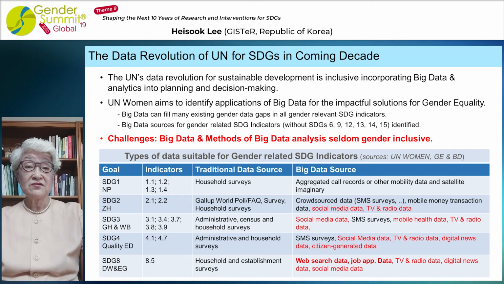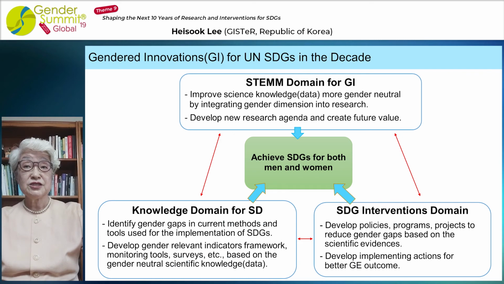Certainly, big data sources may fill the data gaps and have a positive impact for gender equality. However, challenges remain. Both big data and their analysis are seldom gender inclusive. We have seen that many data sources in the table are not gender neutral, especially data such as web search data, job application data, TV and radio data, and social media data. Gendered innovations in STEM can play an important role in the achievement of SDGs by reducing gender gaps in scientific knowledge and data.